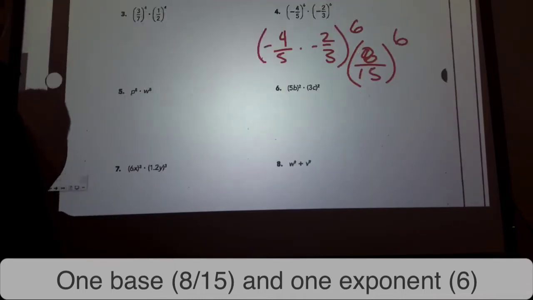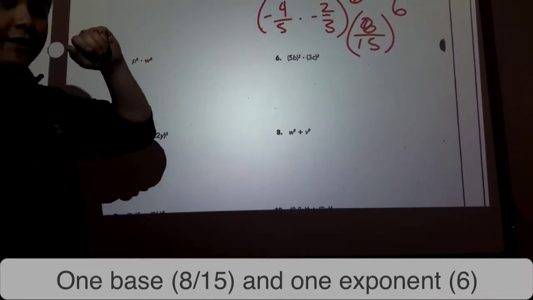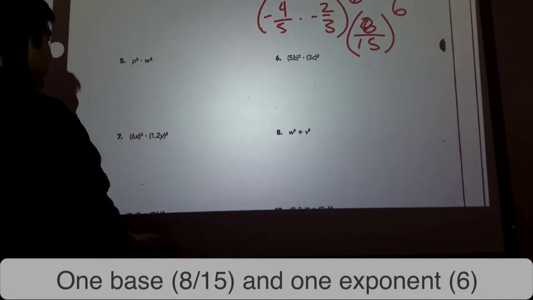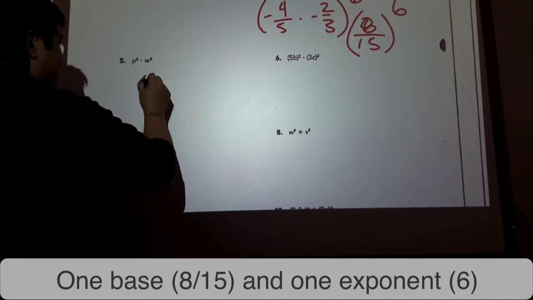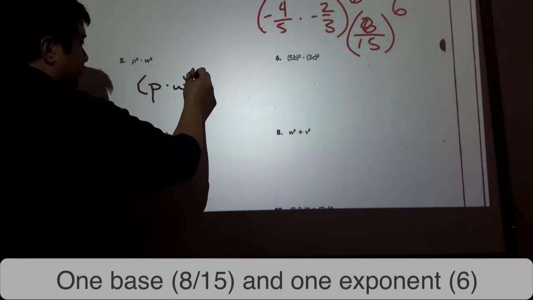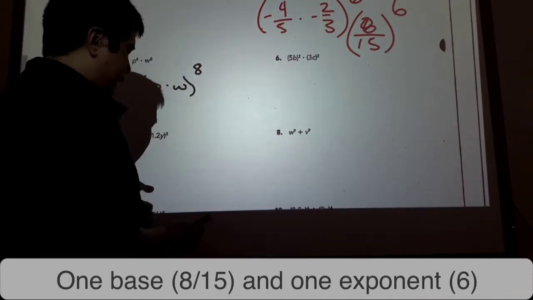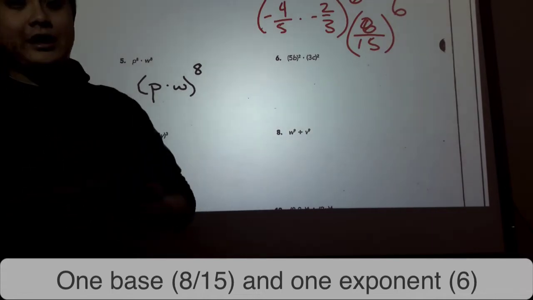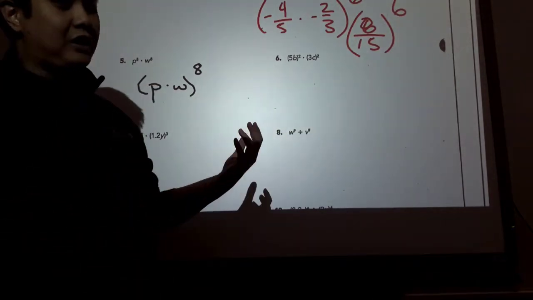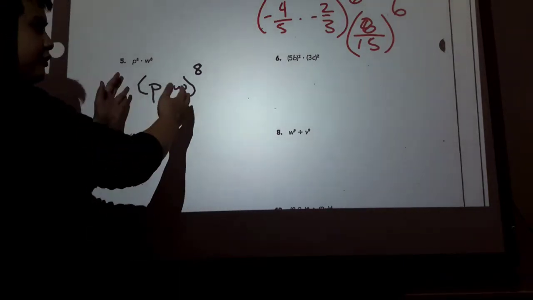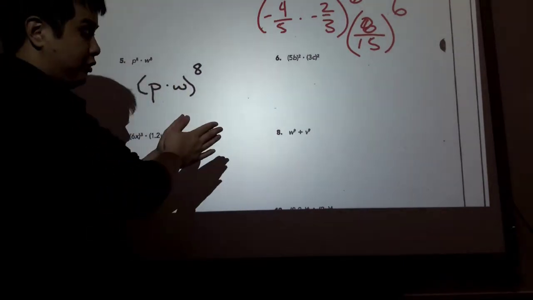If we take a look at this one down here, we have a P and W to the 8th. So we can take that and do P times W, or PW to the 8th power. We cannot go any further than this at this point because these are variables. We can't simplify them unless we were to know what they were as a number. So this is sufficient when it comes to variables.